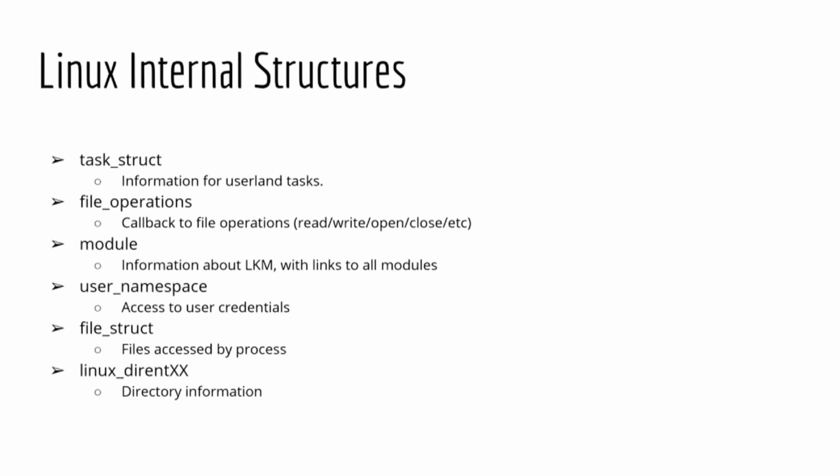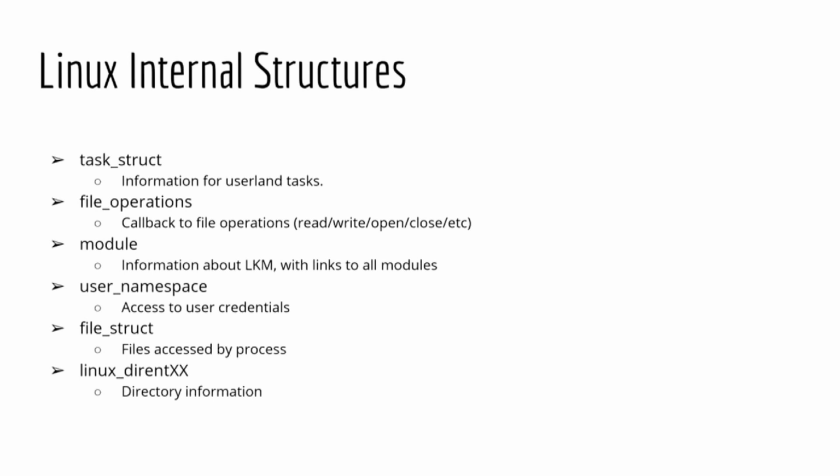A few other structures we have to support, like user namespace, so the kernel rootkit can modify the user credential. We have to support file structures because kernel rootkit can modify the file structure, and some other structures like Linux dirent. This is necessary because some kernel rootkits try to modify and hide some directories.